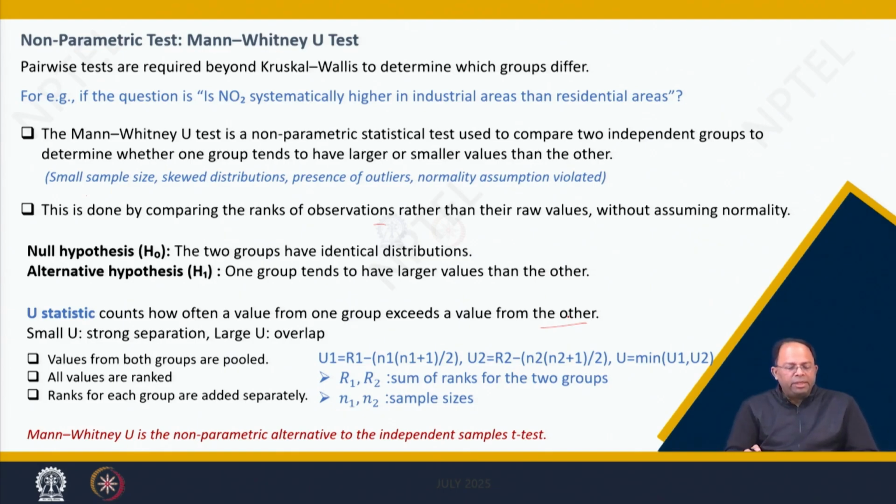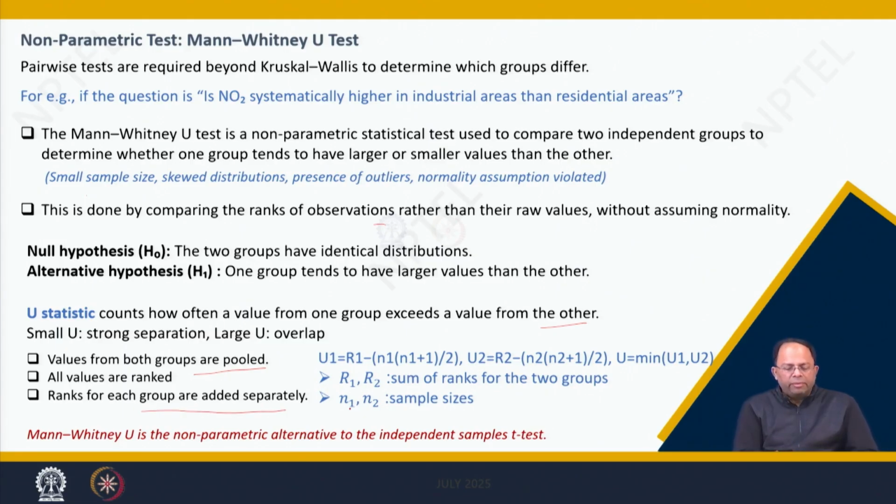Now what we do is, values from both groups are first pulled together and all values are ranked, and then the ranks for each group are added separately for each of these groups.